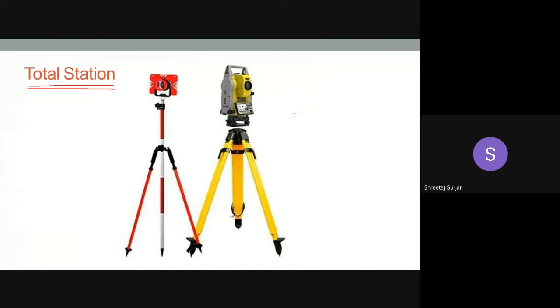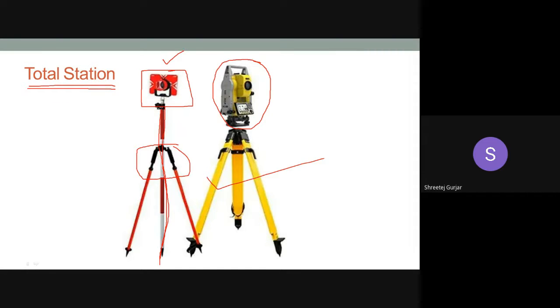So you can see here, this is the main total station part. This is the tripod, the stand of your total station. And this part is the reflector with a pole. It also comes with a tripod stand. If you are a single person, you can set it at a single place, then come here and take the reading. This is the reflector.